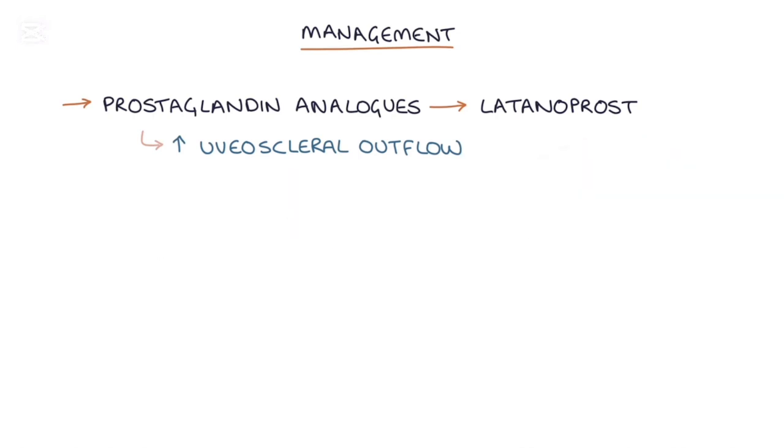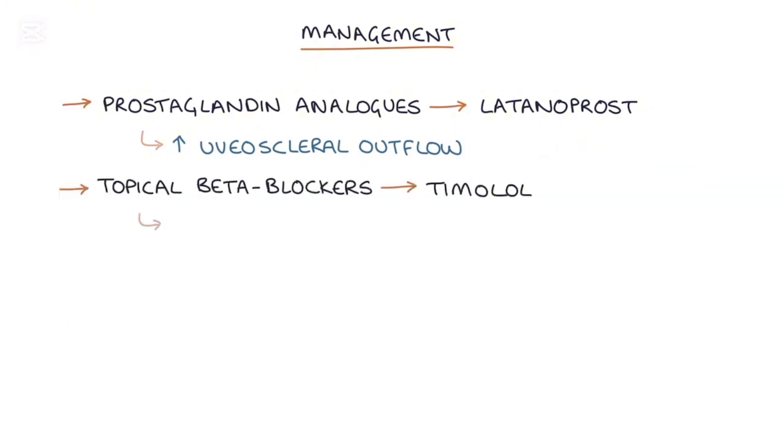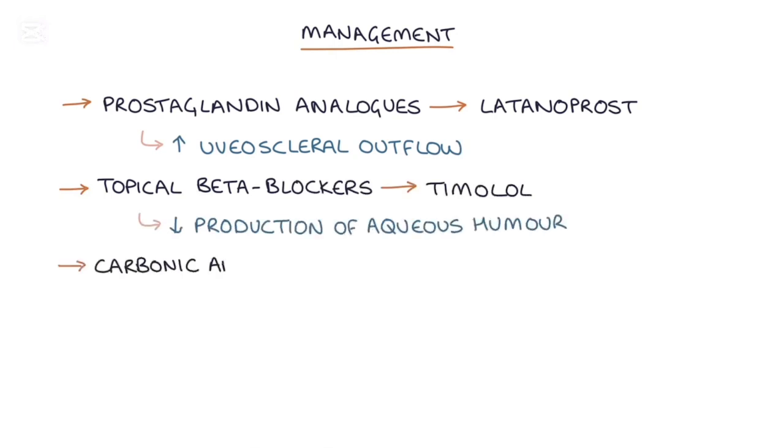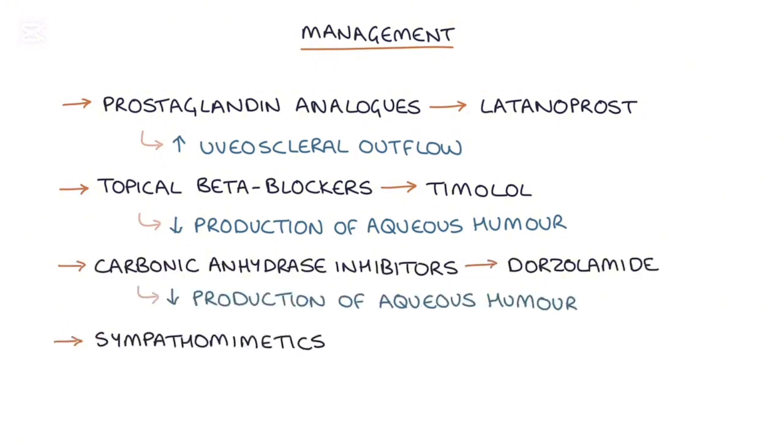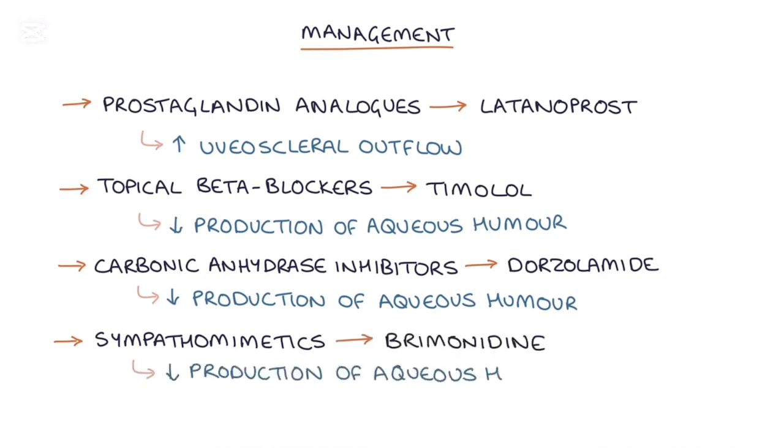The other options for treating open-angle glaucoma are topical beta blockers like timolol, which reduce the production of the aqueous humor, carbonic anhydrase inhibitors like dorzolamide, which reduce the production of the aqueous humor, and sympathomimetics such as brimonidine, which reduce the production of aqueous fluid and also increase the uveoscleral outflow.